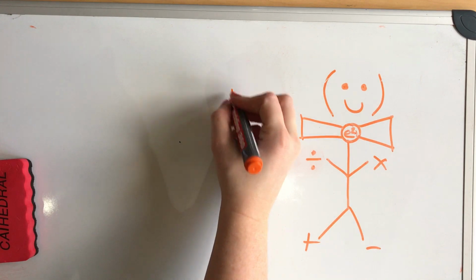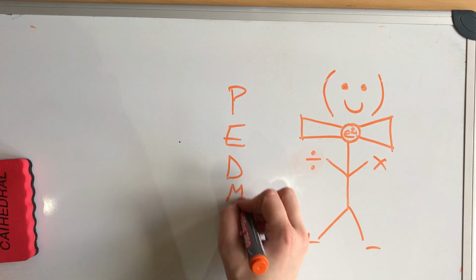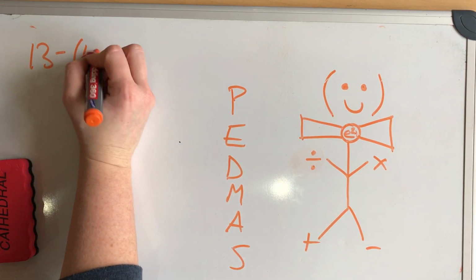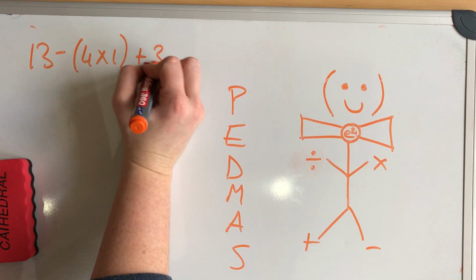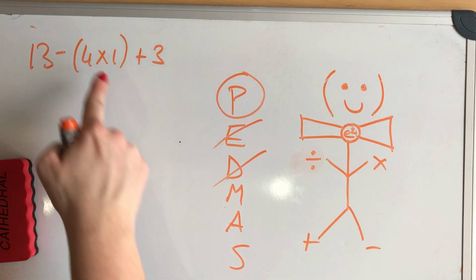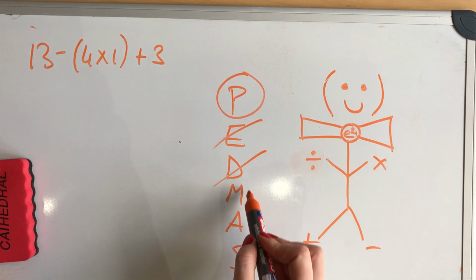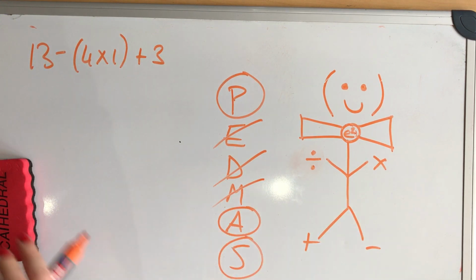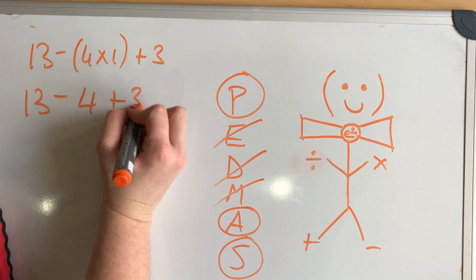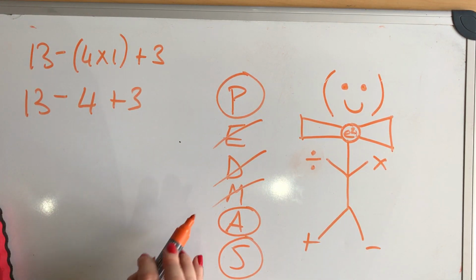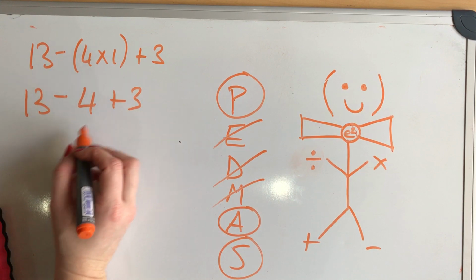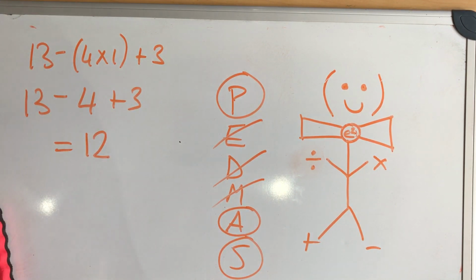And then for your final one, you had 13 take away 4 multiplied by 1 plus 3. So I've got parentheses, I don't have exponents, I don't have division. I'm not including multiplication because that multiplication is a part of my parenthesis. I've got addition and I've got subtraction. So let's start with my parenthesis. 4 multiplied by 1 is 4. Then again, either way around, but I always start from the left. So 13 take away 4 is 9, plus 3 is going to give me 12.